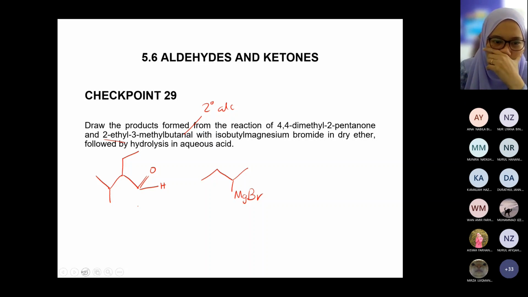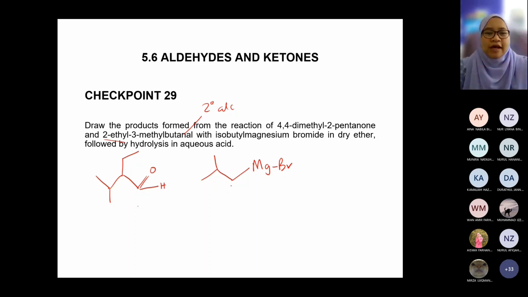Ya ke? Bukan. Salah. This is set. Iso mesti ada methyl. Okay? This one, iso tu sebab ada these two methyl group. And then 1, 2, 3, 4. Mg Br. This is isobutyl, 1, 2, 3, 4 ada 4. And then kenapa dia iso? Because dia ada 2 methyl yang sama. Okay. Right. So this is isobutyl.